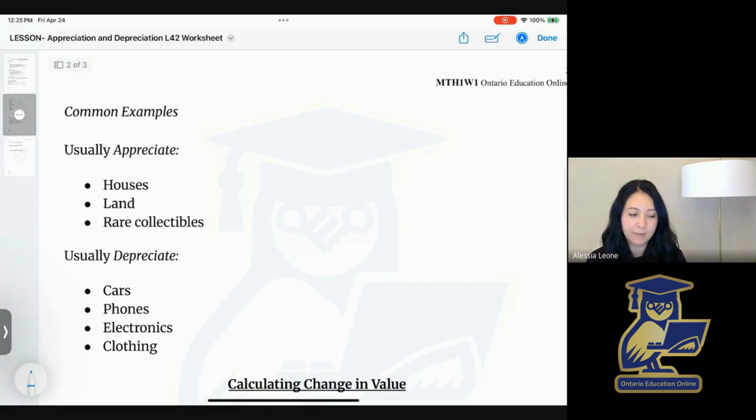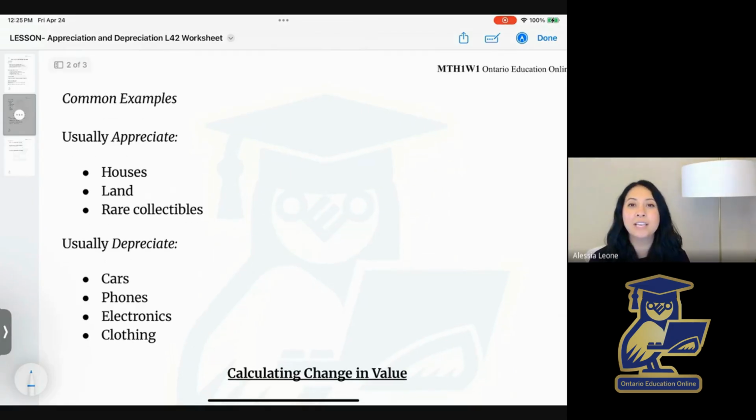Here are some common examples. So, things that usually appreciate, things that usually go up in value, are things like real estate, houses, land, or rare collectibles. So, some people have super rare collectible cards and they want to keep them because they will go up in value in the future. And things that usually depreciate, things that go down in value over time, are things like cars, phones, electronics, clothing, and all those things have a commonality, and we'll look at that later. But these are things that lose value over time.